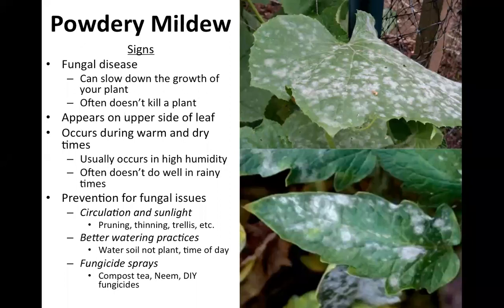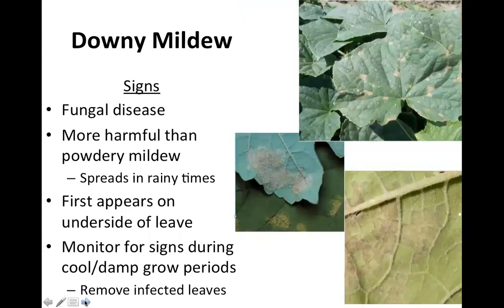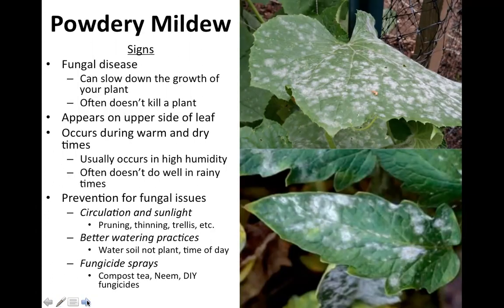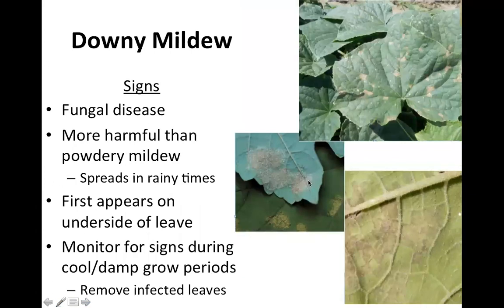It will work at it. And downy mildew is definitely a little more harmful. Powdery mildew is usually on the top of the leaf, and downy mildew is often on the bottom of the leaf, and it's much darker and can spread a lot easier. It spreads through rain and things like that. So ideally, when you see that, you want to cut those leaves out and not compost them. Throw them in the trash and try to stop the spread. That's the best way to deal with it.